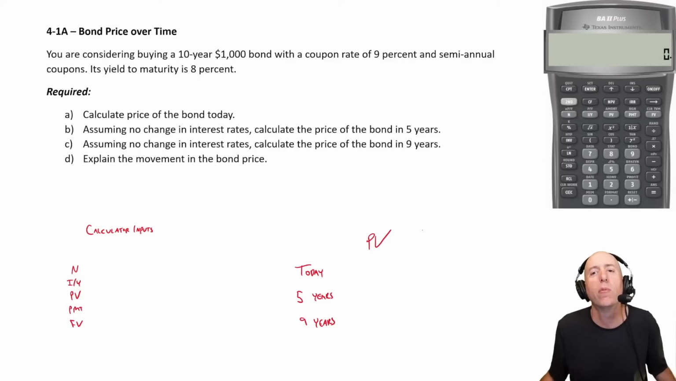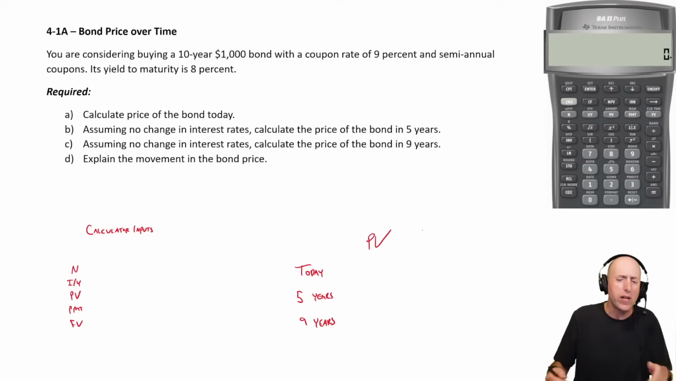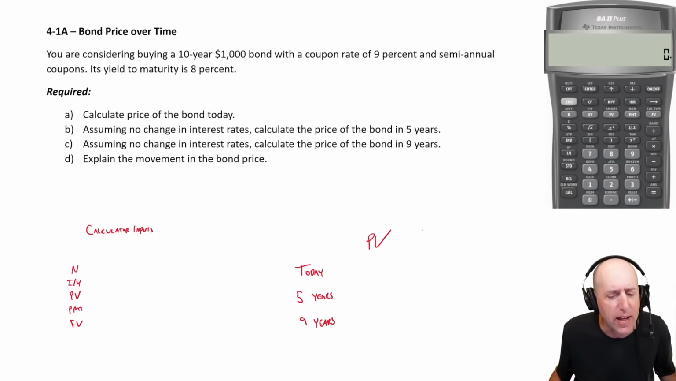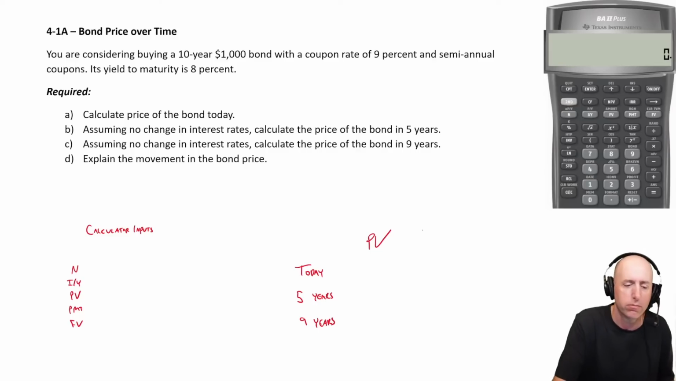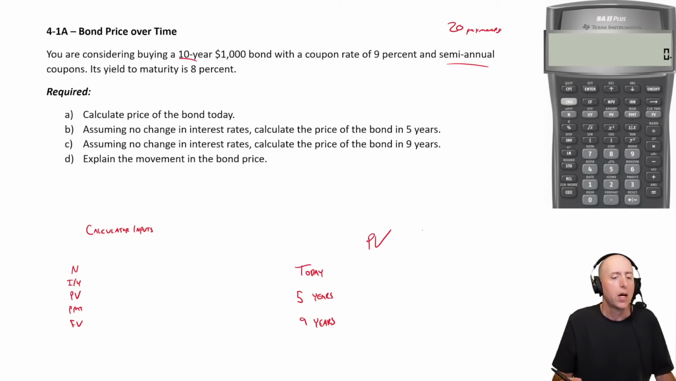Let's run through problem 4.1a. I'll read through the question and we'll discuss it as we go. You're considering buying a 10-year $1,000 bond with a coupon rate of 9% and semi-annual coupons. So 10 years, semi-annual coupons means there's 20 payments, right? 20 interest payments. Its yield to maturity is 8%.